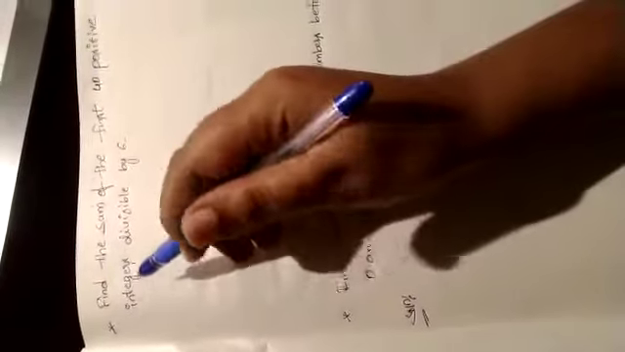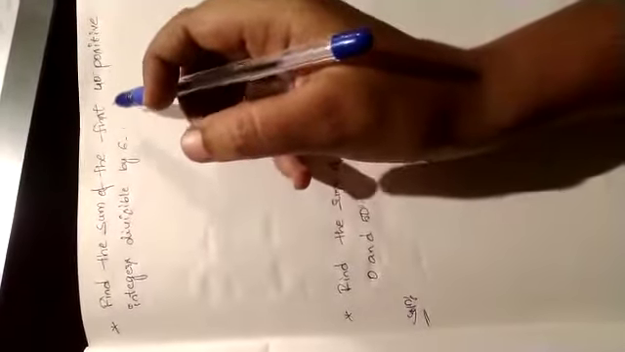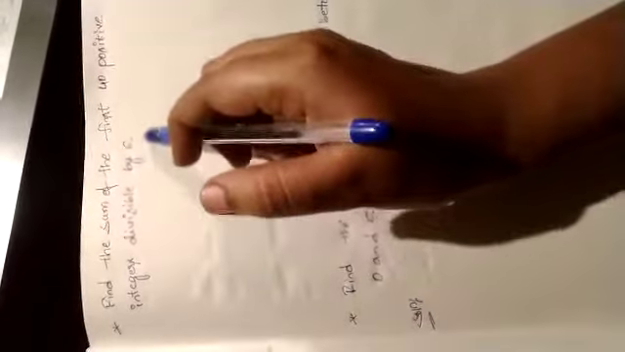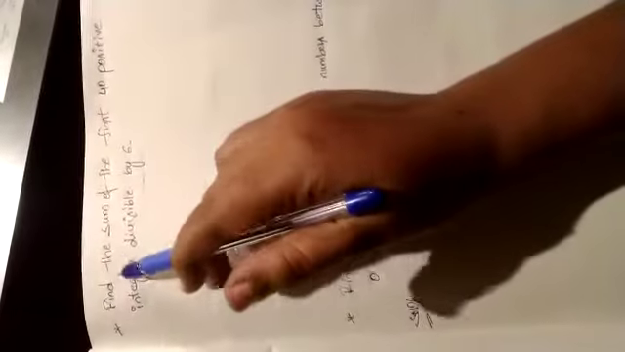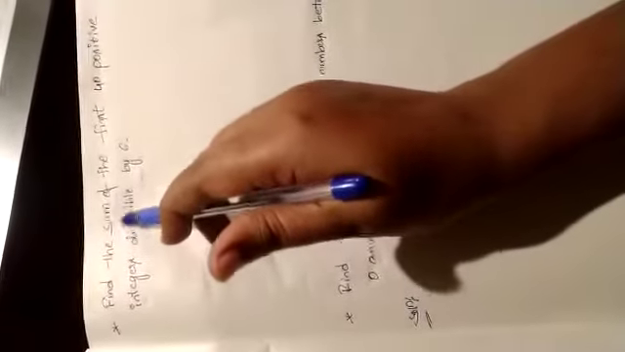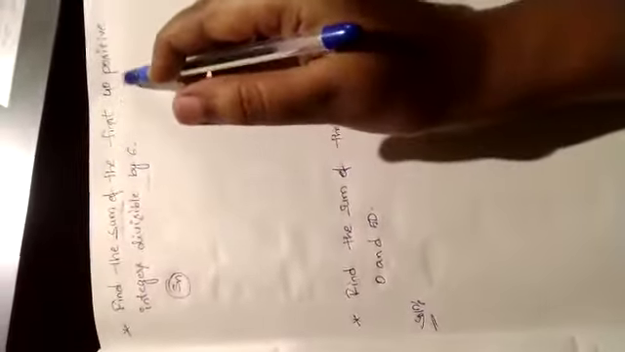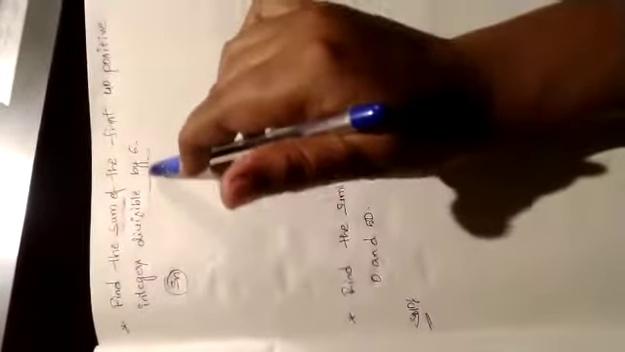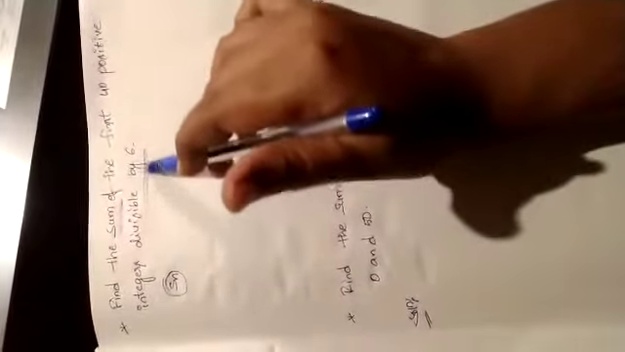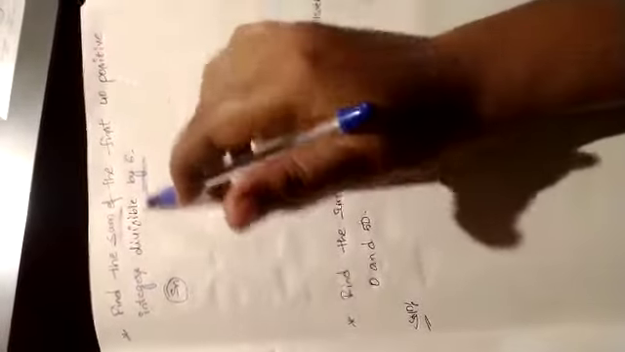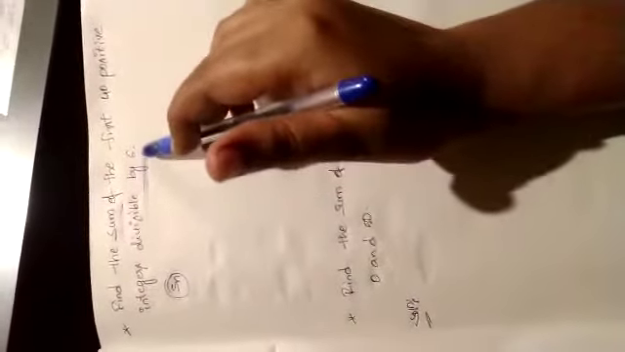Next example, find the sum of the first 40 positive integers divisible by 6. So here asking find the sum. We have to find sum. So we have to find Sn value. What is our AP? The first 40 positive integers divisible by 6. So we are talking about 40 positive integers divisible by 6.